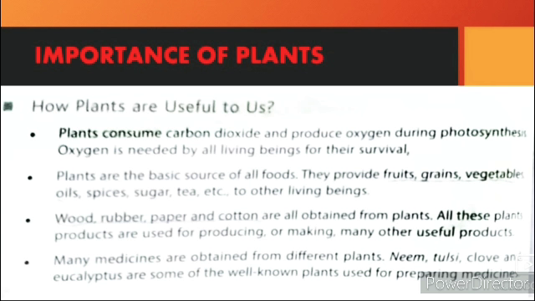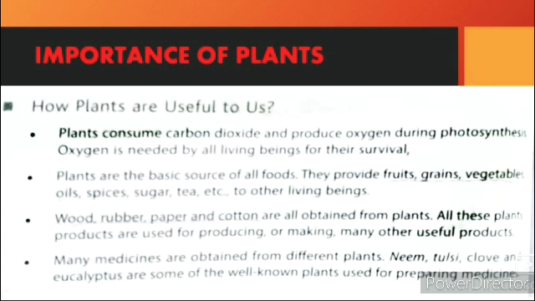They provide fruits, grains, vegetables, spices, oils, sugar, tea, etc. to all other living beings. Third point: wood, rubber, paper, and cotton are all obtained from plants. All these plant products are used for producing or making many other useful products.